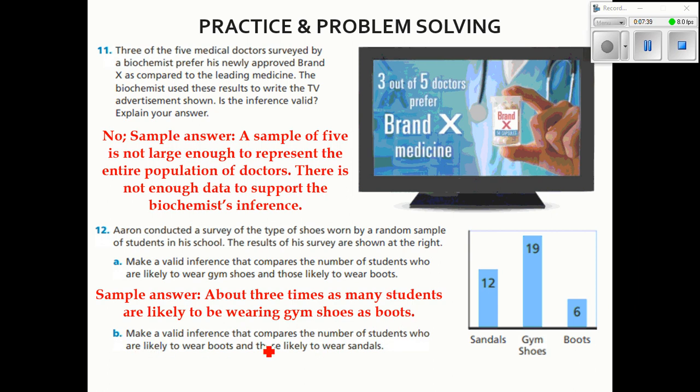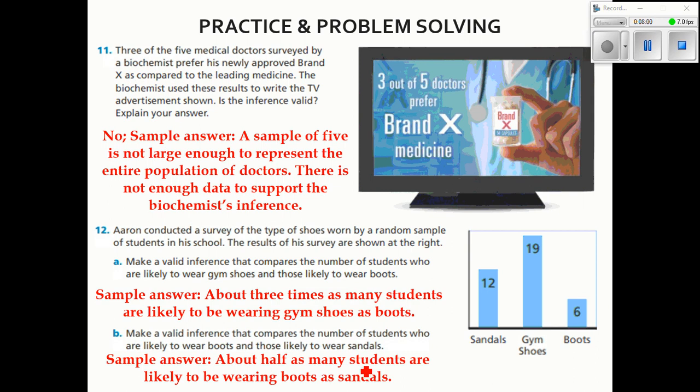Part B says make a valid inference that compares the number of students who are likely to wear boots and those likely to wear sandals. Well, since there's 6 kids that wear boots and 12 that wear sandals, that means half as many kids are wearing boots as sandals. About half as many students are likely to be wearing boots as sandals.